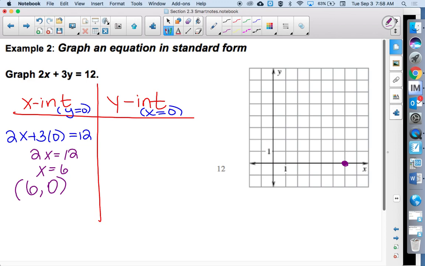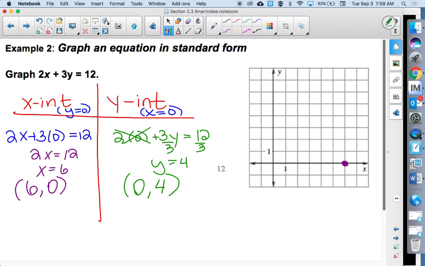We will stress proper notation throughout the year. If it's not properly notated, you will lose points. So the second one, the y-intercept, is the same thing, except you're now plugging in a 0 for x, which means this goes away. I divide by 3, and I get y equal to 4. So my ordered pair, because it's an intercept where it crosses the y-axis, is 0, 4. And then connect your 2 dots.